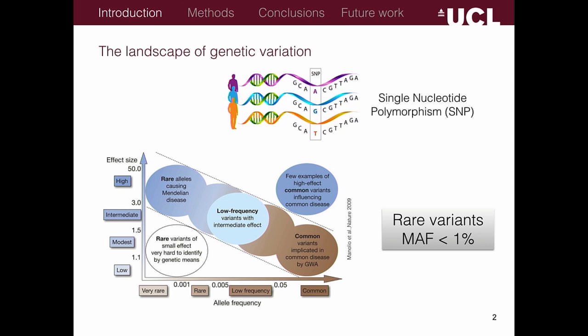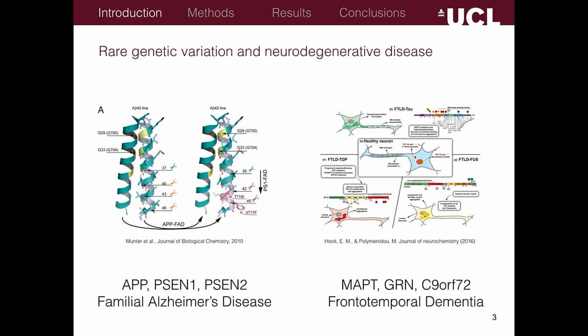Also, in relation to complex traits or diseases, we know that there is an inverse relationship between SNP frequency and effect size, so that typically rare SNPs have huge effects on complex traits or diseases. And we also know that rare genetic variation has a big impact in the context of neurodegenerative disease. Just to name a few, we can mention the rare mutations in the APP and presenilin 1 and 2 genes that cause familial Alzheimer's disease, and also the mutations in the MAPT, progranulin, and C9orf72 genes that cause frontotemporal dementia.